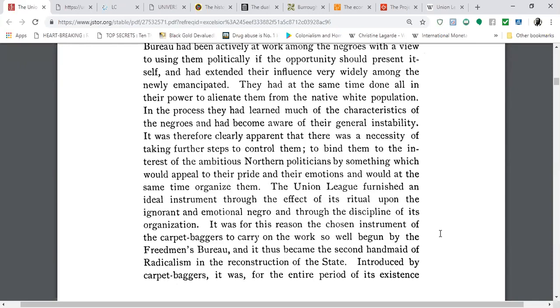Right? Now they're being organized by Northern politicians. The Union League furnished an ideal instrument through the effect of its ritual upon the ignorant and emotional Negro, and through the discipline of its organization. It was for this reason the chosen instrument of the carpetbaggers to carry on the work so well begun by the Freedmen's Bureau, and thus became a second handmaiden of radicalism in the reconstruction of the state.